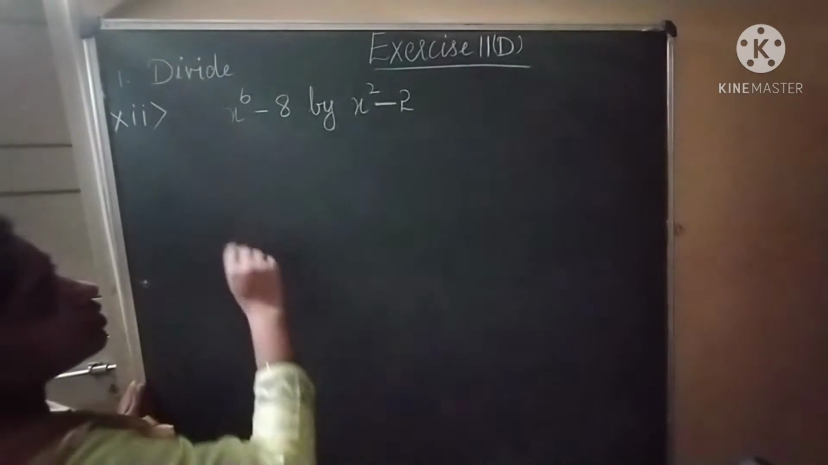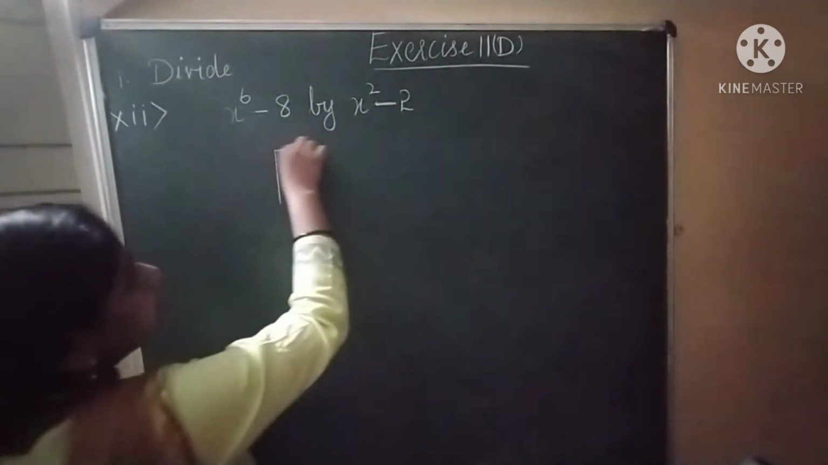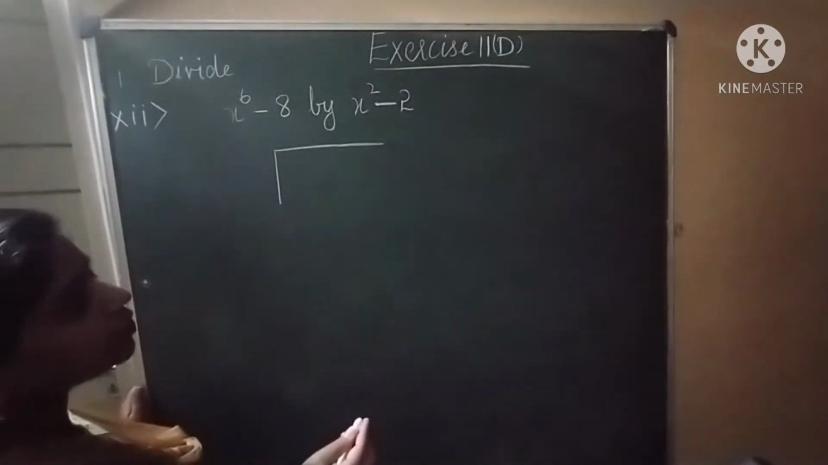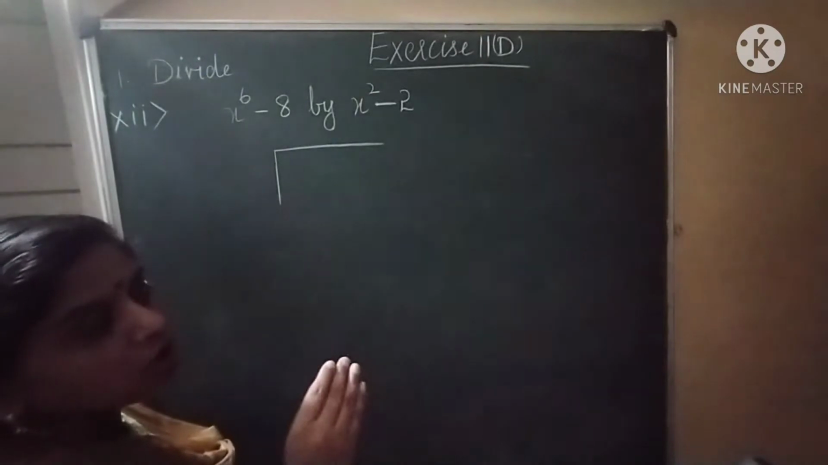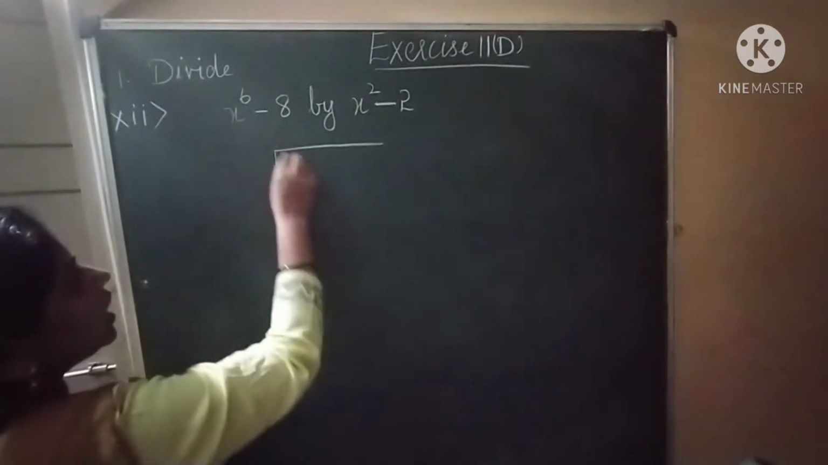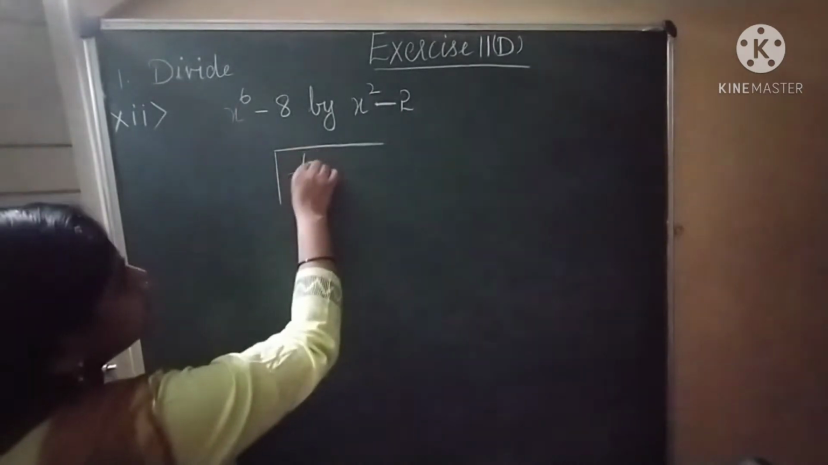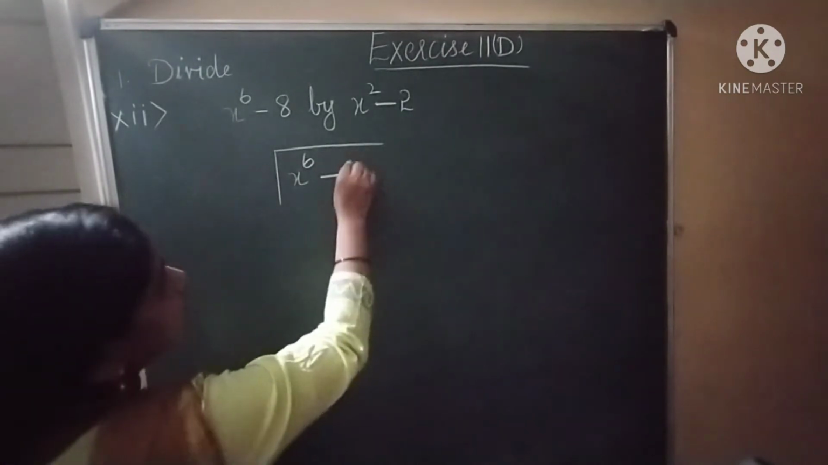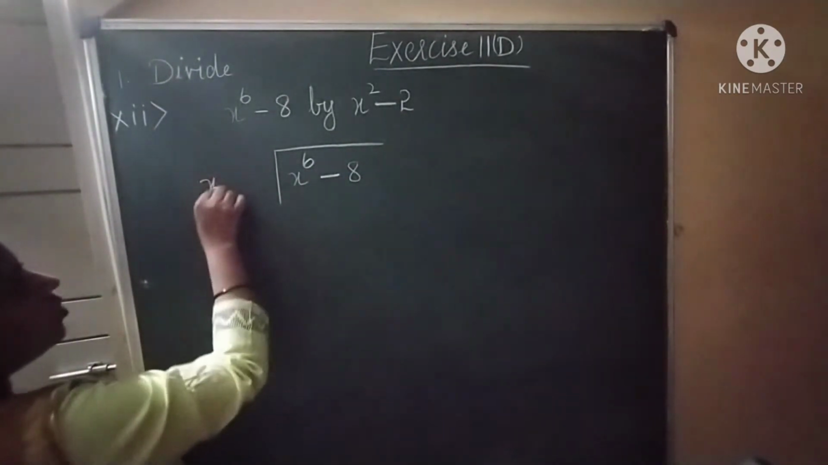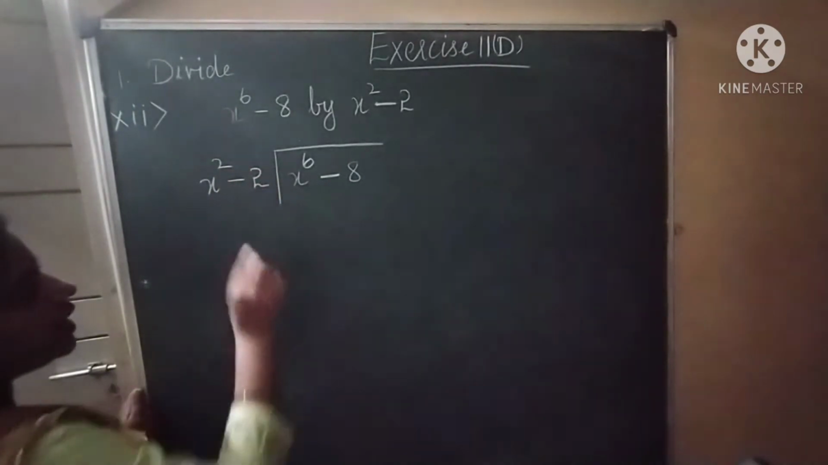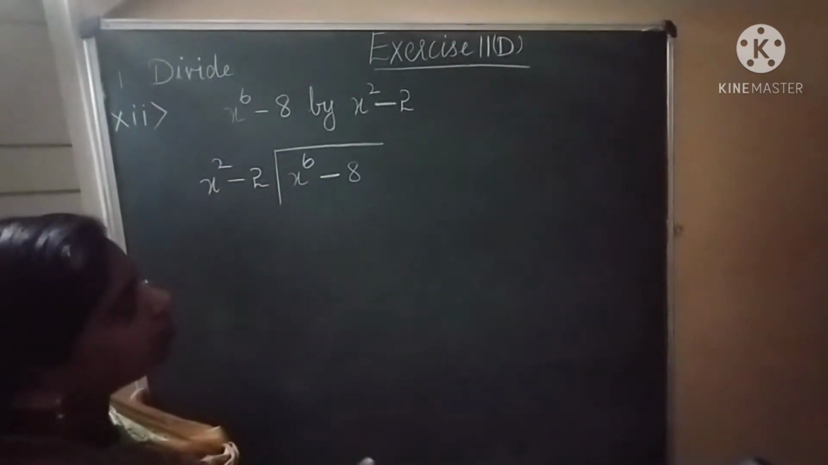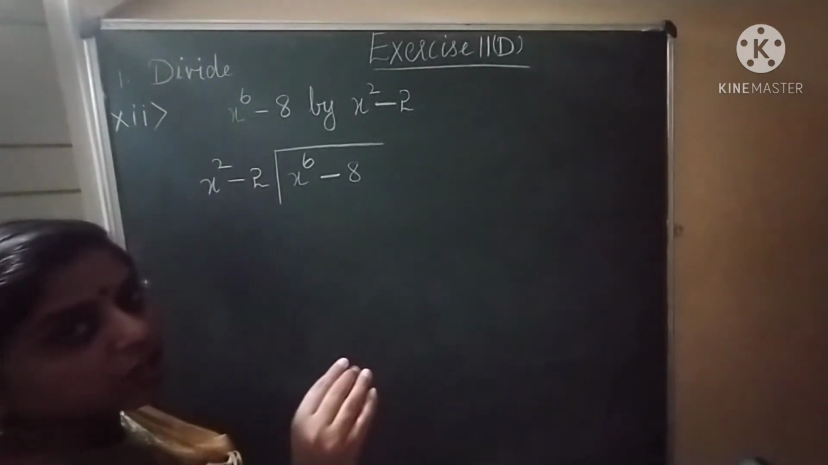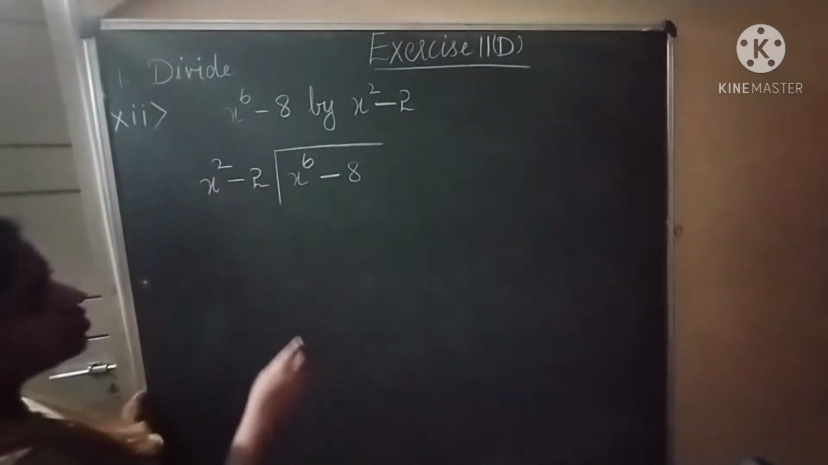Whenever we divide an expression by another expression, we have to see that the expression is arranged from the higher order to the lower order. Here the higher order, that is the power, is 6, the lower order is in terms of 0, and then minus 8. The divisor is also x square minus 2. Before division, we always have to check that the expressions are in the form of higher order to lower order. So we will start the division.